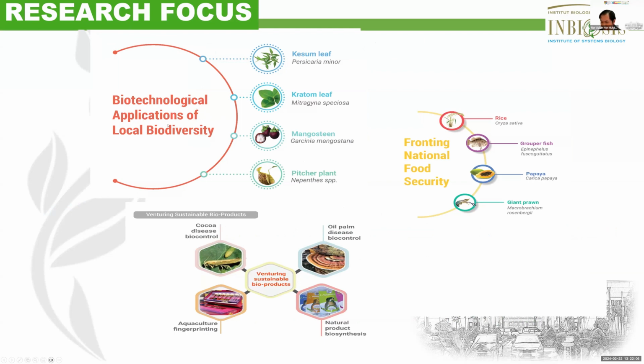So in terms of our focus, we basically want to apply biotechnical applications towards our local biodiversity. So we started on plants. Our flagship project was the Kesum leaf. And now we venture into various plants.